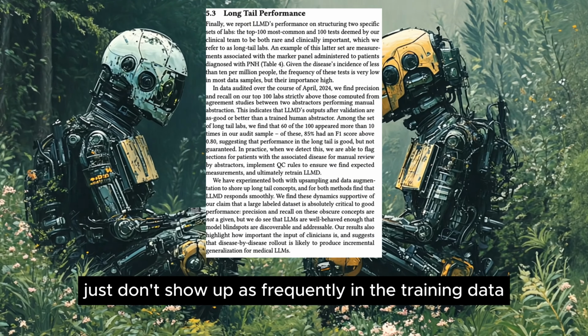You might be able to order a coffee and ask for directions, but good luck discussing advanced physics or something, right? Exactly. And the paper actually uses the example of this rare blood disorder called PNH. It stands for paroxysmal nocturnal hemoglobinuria, but yeah, PNH is easier. Yeah, much easier. So because PNH is so uncommon, the specific lab tests that doctors use to diagnose it and monitor it, those aren't as common in the data either, right?